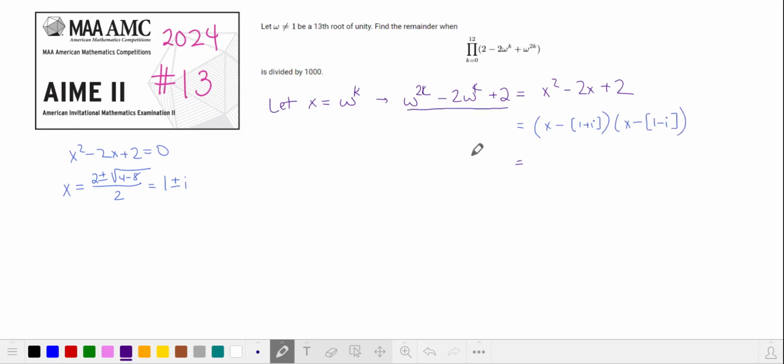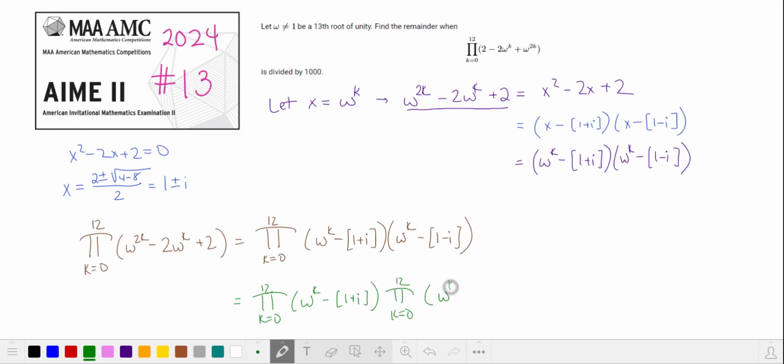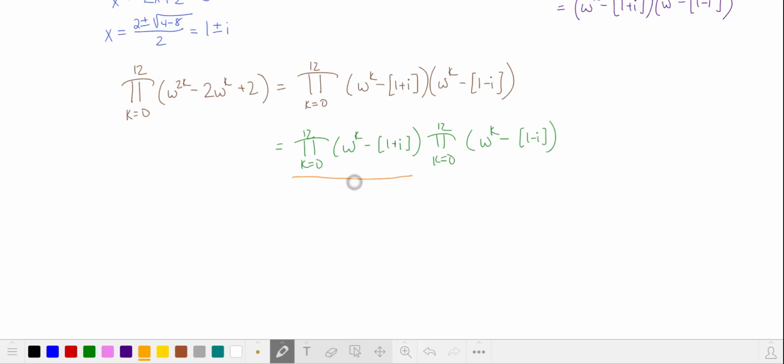When we resubstitute for omega, this becomes (omega to the k minus 1 plus i) and (omega to the k minus 1 minus i). So this is our product rewritten in terms of these factors. Because multiplication is commutative and associative, we can choose to multiply these first factors first, and then we'll next multiply all of these second factors. Let's take a look at the product of this expression.